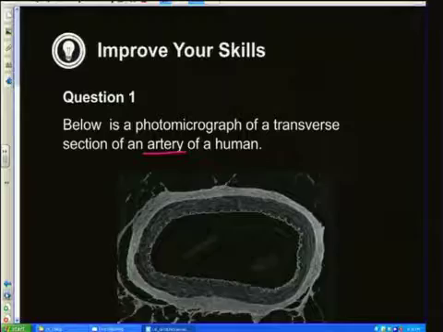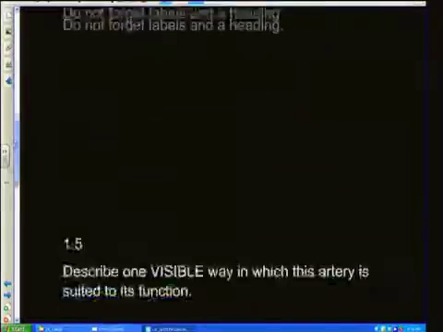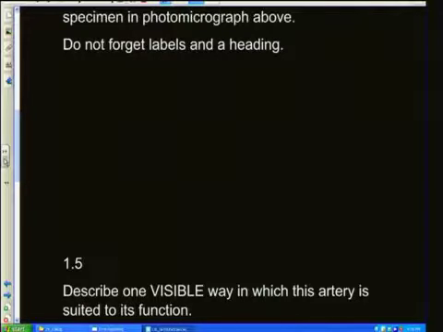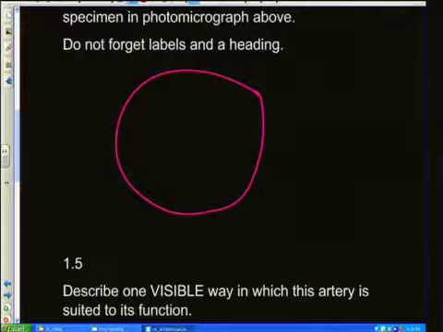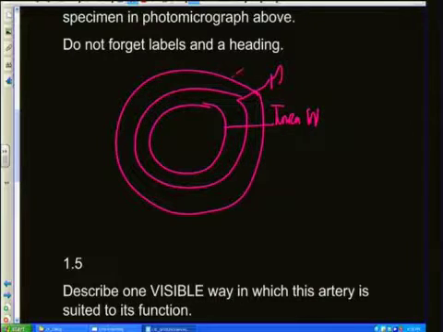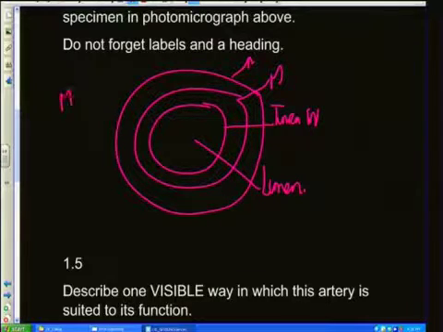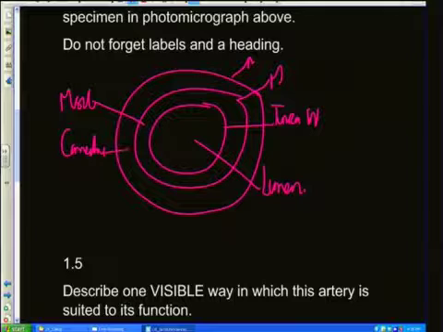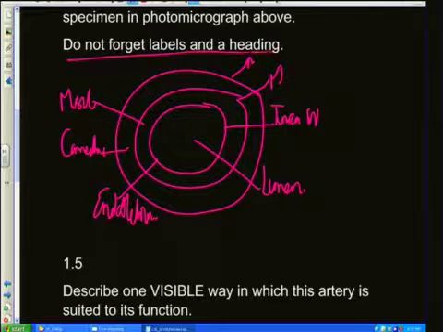So if we go back again, what do they want you to draw? Let me go back to pens. How many layers? They want a low power, so they want to see it, and that's all you're going to draw. You're going to label it: tunica intima, the media, the adventitia, and there's your lumen. Or some of you might have muscle layer, connective tissue. In here you might have endothelium. But do not forget labels and a heading.